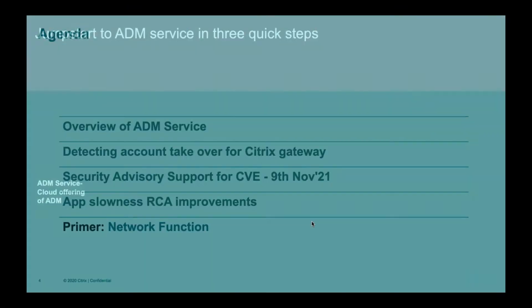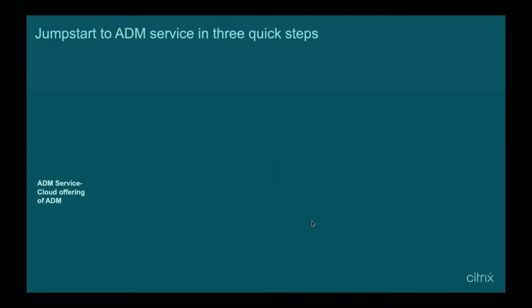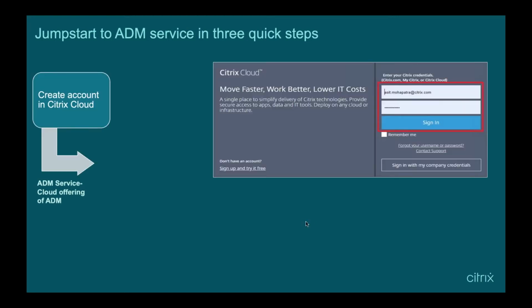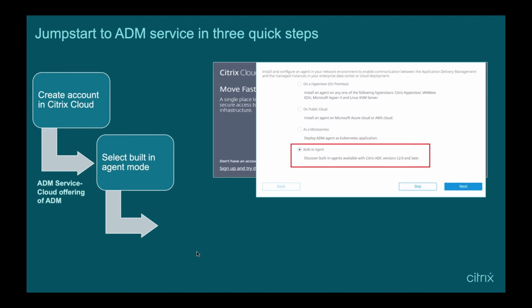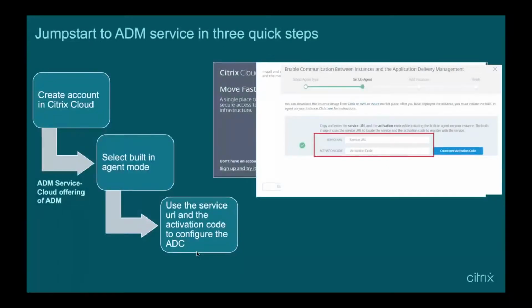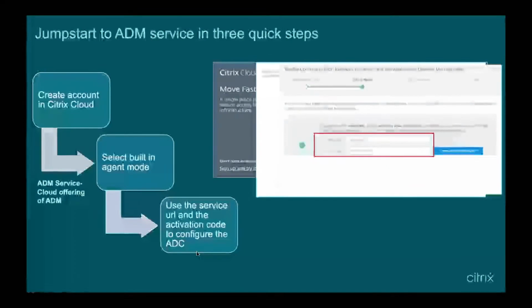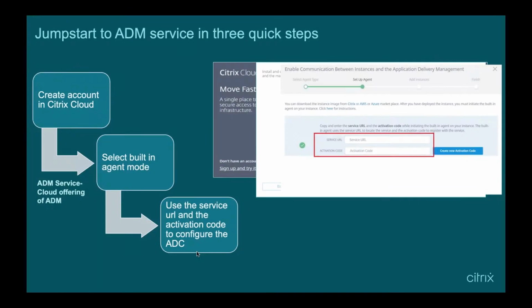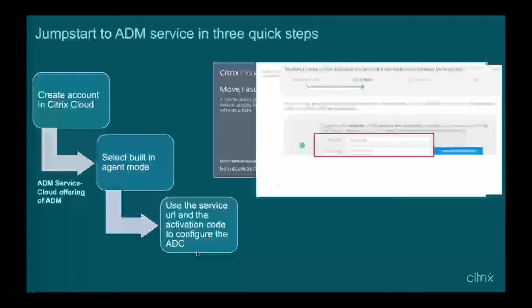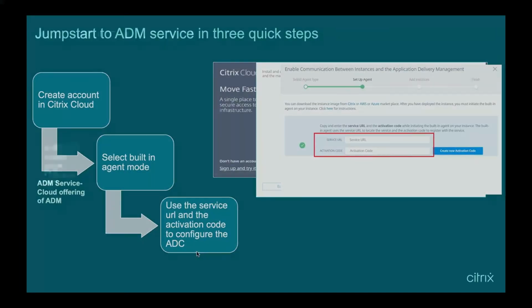So with this, let's quickly talk about how we can jumpstart onto the ADM service in 3 quick steps. First, you have to open a Citrix Cloud account. As soon as it is open, you can select the ADM service. Once you select the ADM service, you just select the built-in agent, which is a lightweight agent. In the third step, all you have to do is copy the service URL and activation code and provide them on your ADCs, and your ADCs will be discovered onto the ADM service to experience all the functionalities.